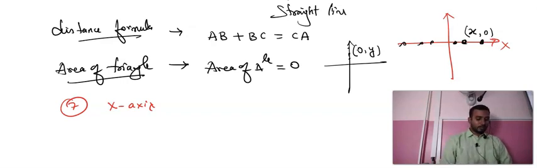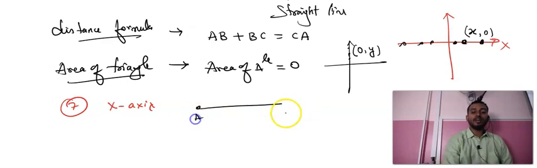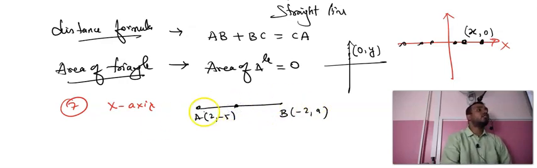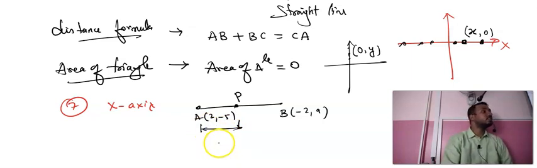Question number 7 is based upon that same topic. Find the point on the x-axis which is equidistant from 2 comma minus 5 and minus 2 comma 9. What is he saying in question number 7? We have 2 points A and B. The coordinates of A are 2 comma minus 5 and B is minus 2 comma 9. Find the point. Somewhere on the x-axis, one point is there. Let me say that point is P. This point P is equidistant from A and B. That is the condition they have asked. Understood? You can solve the problem.